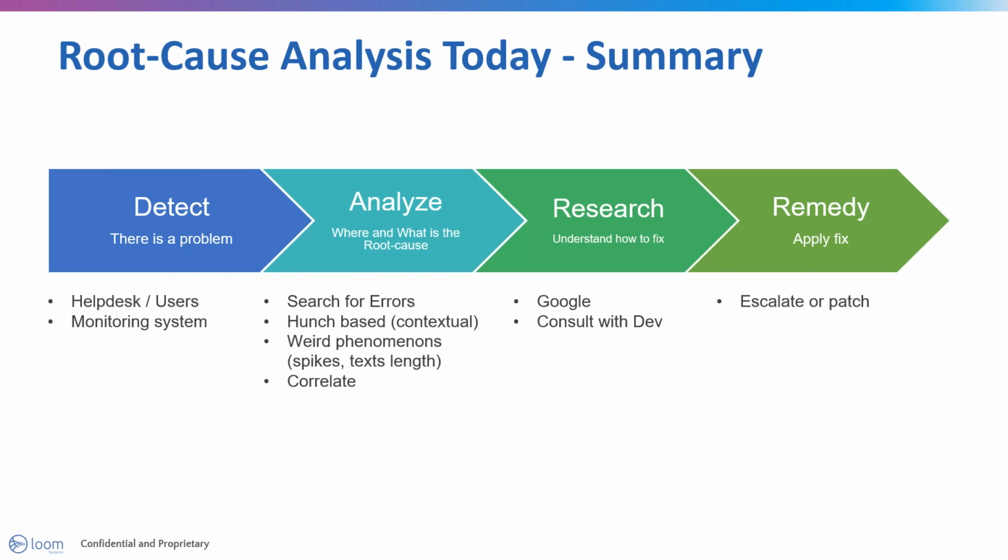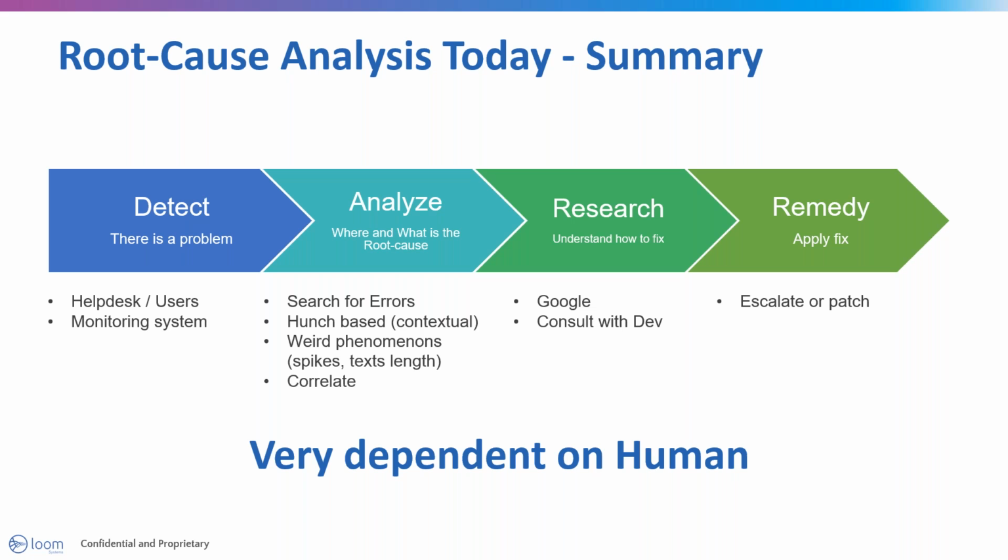We talked about the three main phases of root cause analysis, each with its own conventions and approaches. The last phase is about actually fixing the issue, right? Whether by escalating to level 3 or level 4 support or patching it yourself. We're not going to focus on this phase today, since it's not about finding the root cause, it's more about how to fix it, which is a different issue. However, as is today, the root cause analysis process is very manual and dependent on the human being.